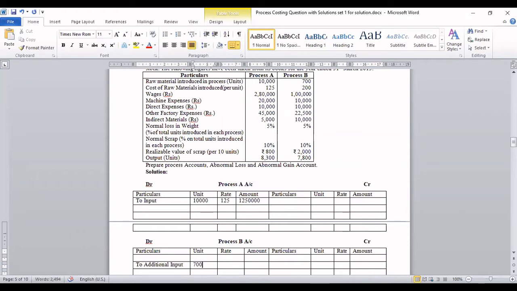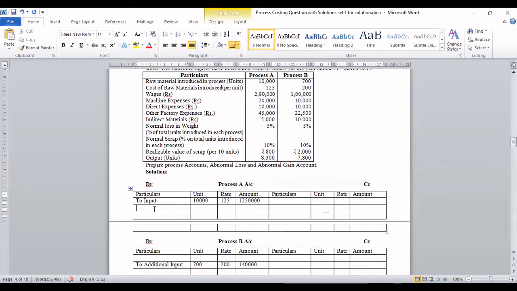What quantity is given? 700 units. What is the rate for this? 200. Very good. Tell me the amount now, bacha. 1,40,000. Excellent, bacha. Very good. 1,40,000. And the next information we can record is wages. We can record it here. Yes or no? For both the processes.